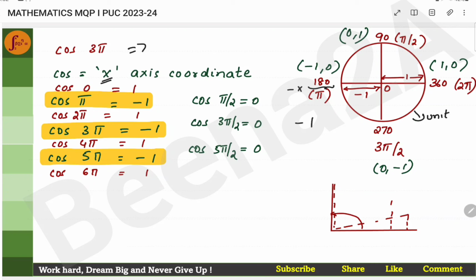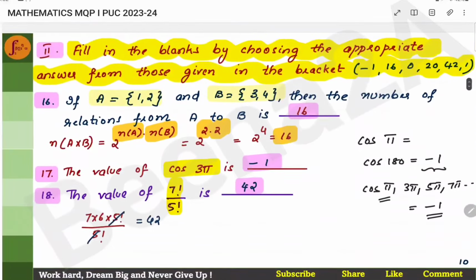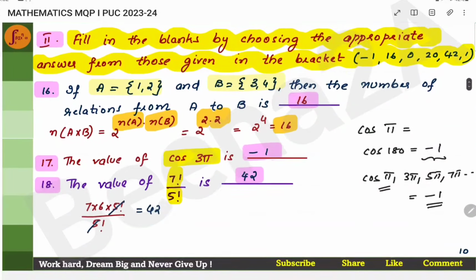So all the odd multiples, cos pi, cos 3 pi, cos 5 pi, cos 7 pi and so on, will be minus 1. All the even multiples like cos 0, cos 2 pi, cos 4 pi, cos 6 pi will be plus 1 because it's on the positive side of the x-axis. Positive side of the x-axis is always plus 1 in the unit circle. So cos 0 is 1 and cos 360 is 1, 2 times 180. So all these even multiples will have 1 as the answer. Here we have the odd multiple 3 pi, so it's minus 1.